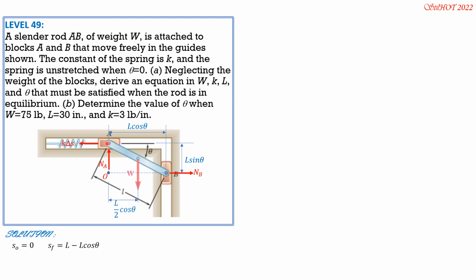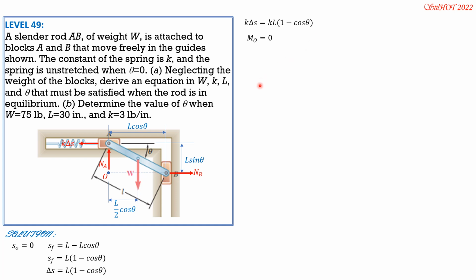So S0 is 0, and the final length is L. When A was here, it was L horizontal. Then it moves to the right. That's why the final horizontal projection is L cosine theta. So that means this delta S, or S final, is L minus L cosine theta, or L times 1 minus cosine theta. Since S0 is 0, delta S is also SF, which is L times 1 minus cosine of theta. So K delta S therefore is KL times 1 minus cosine theta.